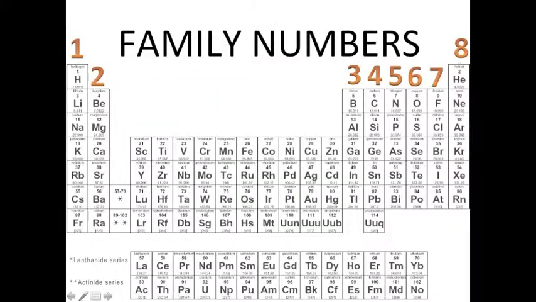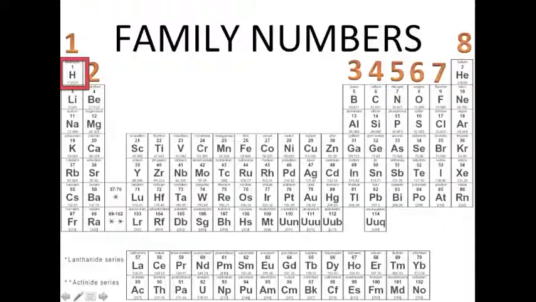In order to draw a dot diagram, what we need to know is what family number the element belongs to. We have 8 families that we'll be working with today. Let's start by taking a look at hydrogen. As you can see, hydrogen belongs in family number 1. If you find hydrogen on the periodic table and look up, the number 1 is listed above it.